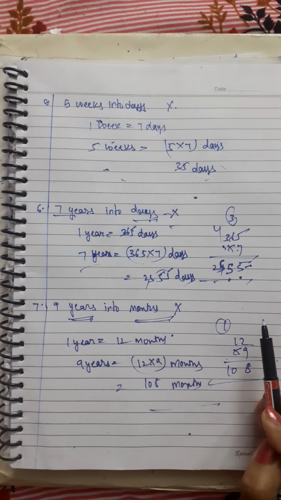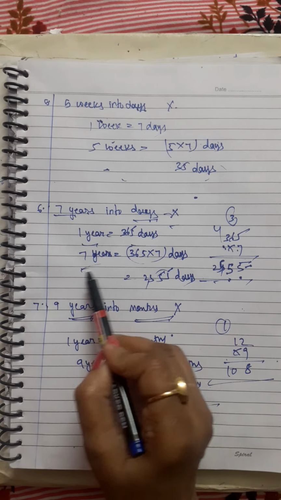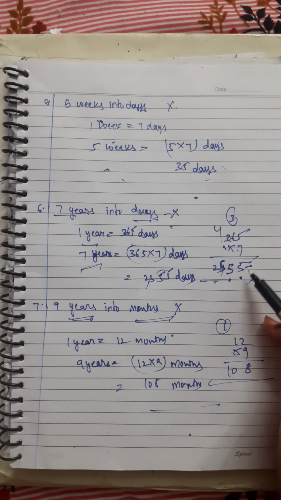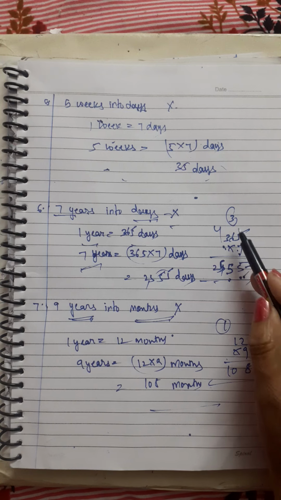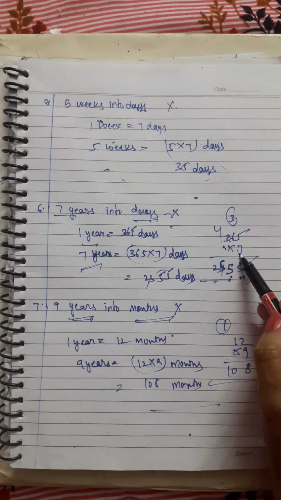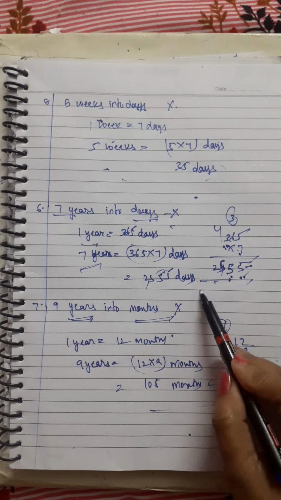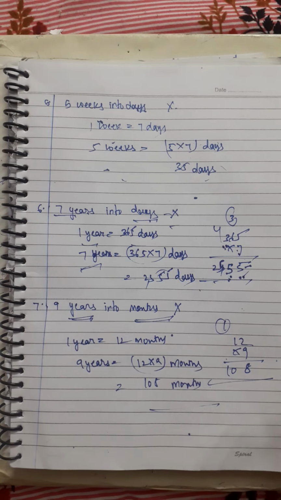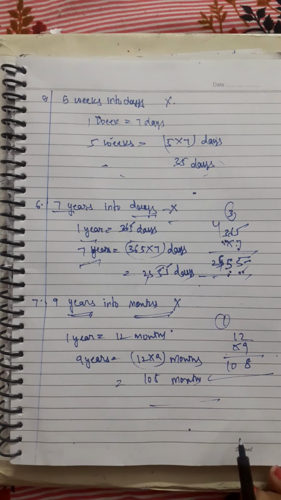Here years to convert into days. 1 year has 365 days. So 7 years is equal to 365 multiplied by 7. 5 7s are 35, 5 and 3 in carry. 7 6s are 42 plus 3 is 45. 5, 4 in carry. 7 3s are 21. 21 plus 4 is equal to 25. So the answer is 2555 days. 7 years is equal to 2555 days.